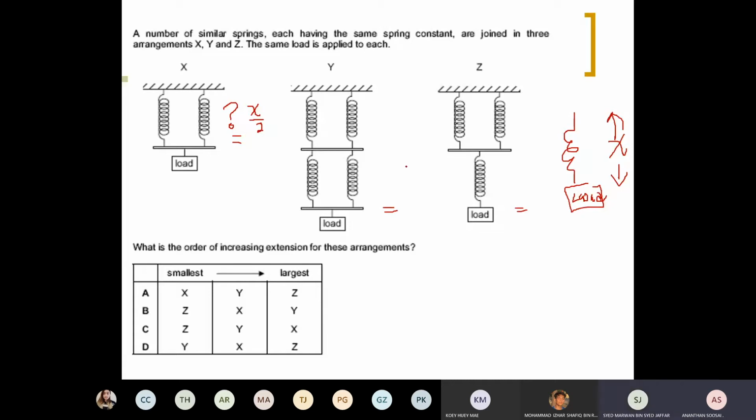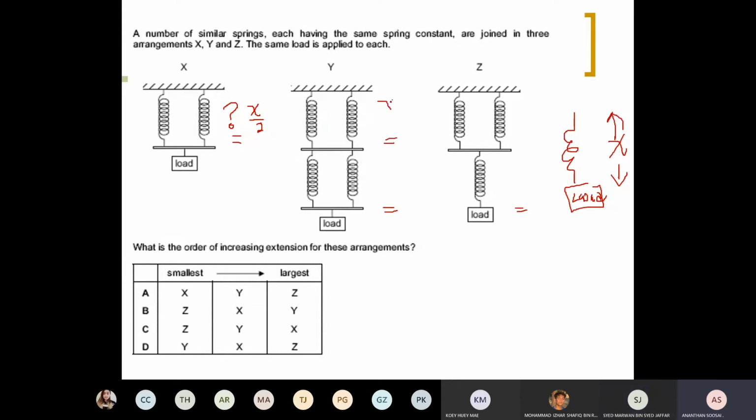Okay, good. Now come to this picture. Same load, two platforms. They are not actually helping each other. These two springs are just carrying the load straight away. So what is the extension here? These two springs are sharing the load.